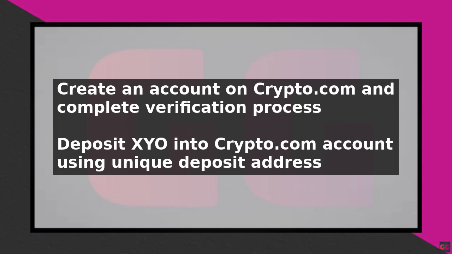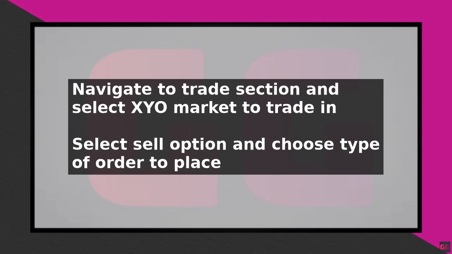Next, deposit XYO into your Crypto.com account. This can be done by going to the Accounts section, selecting XYO, and clicking on Deposit. You will be given a unique deposit address to send your XYO to.